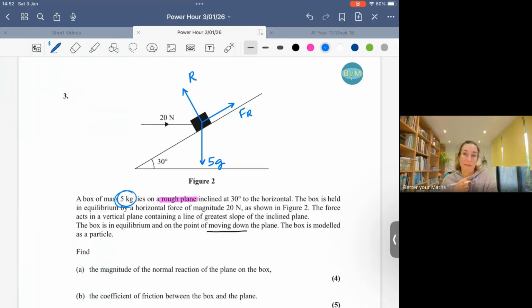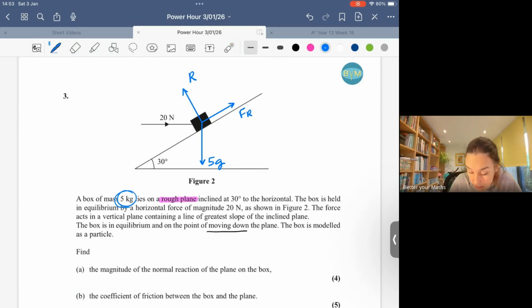These are my forces. Now I'm going to split them wherever I need, but these are my forces. I have a weight always pointing down. I have a normal reaction always perpendicular to the surface. So it's not always pointing up, it's perpendicular to the surface. And because it's rough, I have a friction. And because this is about to move down, the friction is up. It's precisely the friction that is stopping it from moving down. And then I have this force here.